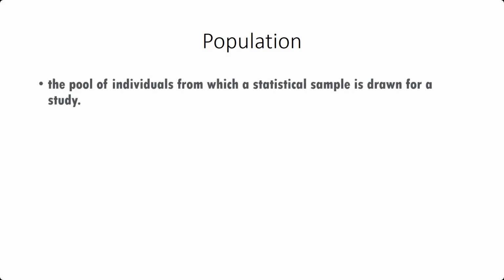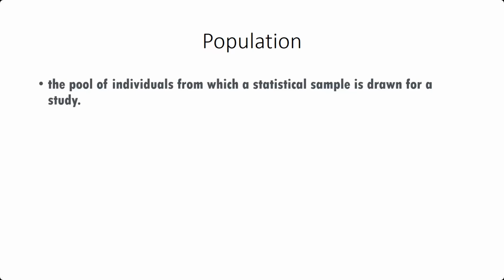But the first definition you need to know is population. The pool of individuals from which a statistical sample is drawn for a study. So it's whatever group you have an interest in. Of course, if it's too large, you can't ask everybody. So then you need to narrow it down. So the population is the large portion.